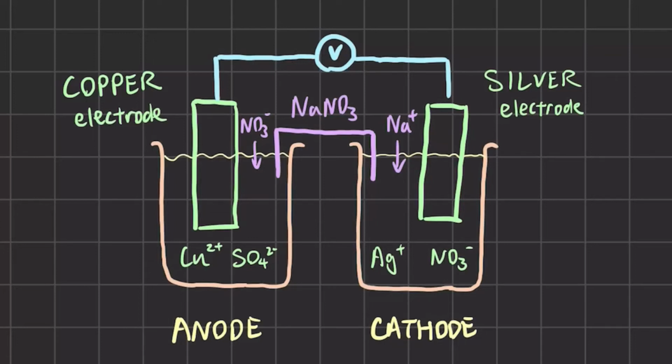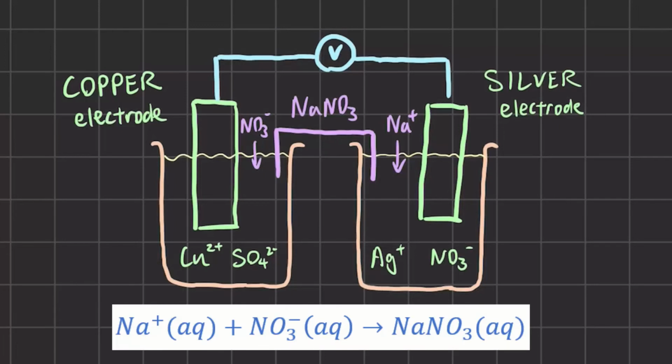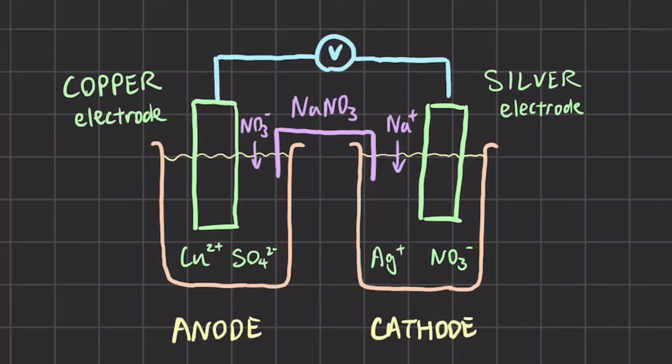When positive sodium ions go to the silver half cell, they can react with the negative nitrate ions, and Na+ and nitrate will form sodium nitrate. This isn't too much of an issue because sodium nitrate, using our SNAP rule, is soluble in water, so this is not a precipitate. Just note that the sodium ions won't react with the silver cations because two positive ions will repel each other.